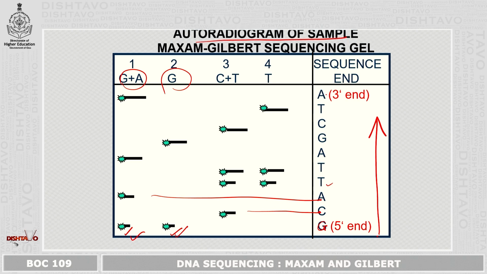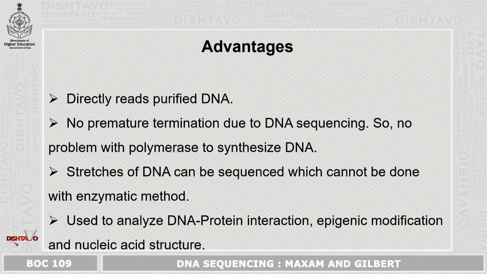And the sequence, students, is read from bottom to the top. That means you will read it as G, C, A, T, T, A, G, C, T, A. So, this is how you will get your sequence from the fragments which are cleaved by the chemical reaction.